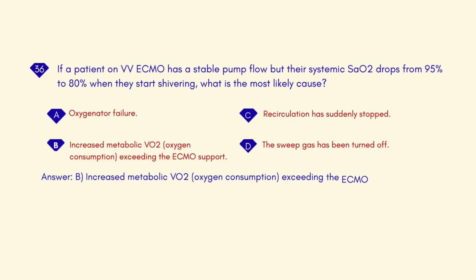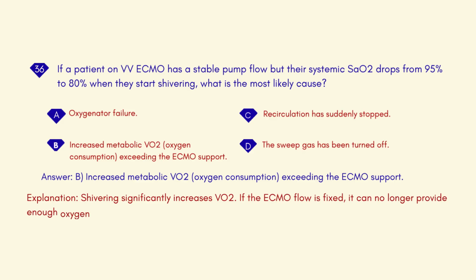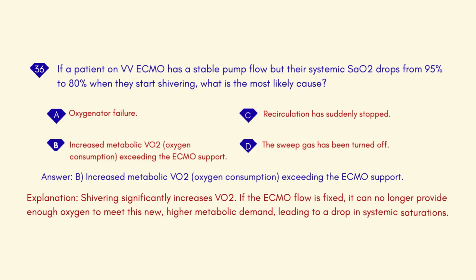Answer: B. Increased metabolic VO2, oxygen consumption, exceeding the ECMO support. Explanation: shivering significantly increases VO2. If the ECMO flow is fixed, it can no longer provide enough oxygen to meet this new, higher metabolic demand, leading to a drop in systemic saturations.